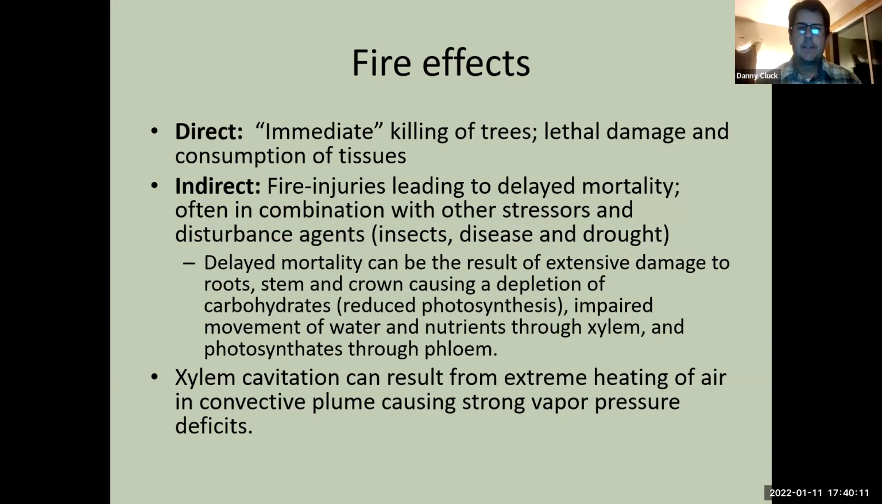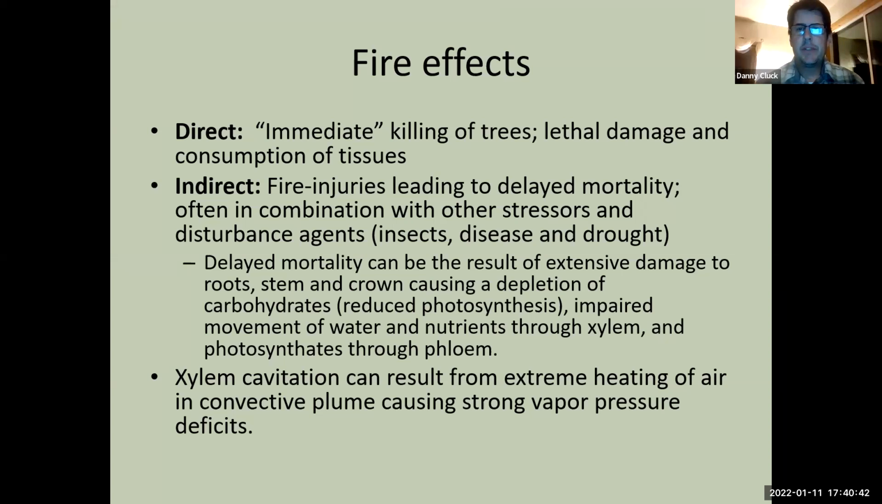So the fire effects: there's the direct, immediate killing, lethal damage, consumption of tissues. Not much to talk about there. Those are pretty much no-brainers as far as identifying those in the field. But then there's the indirect effects of fire. So it leads to this delayed mortality, and that's where we have a lot of unknowns, and we use the evidence that we can to try to come up with a reasonable prediction of whether a tree will live or die based on its fire injuries.